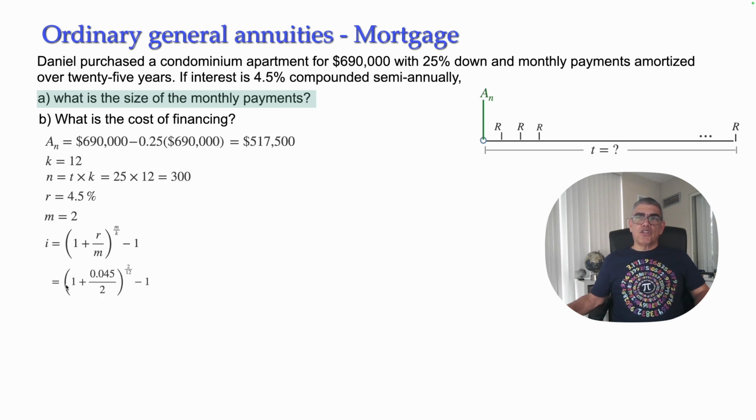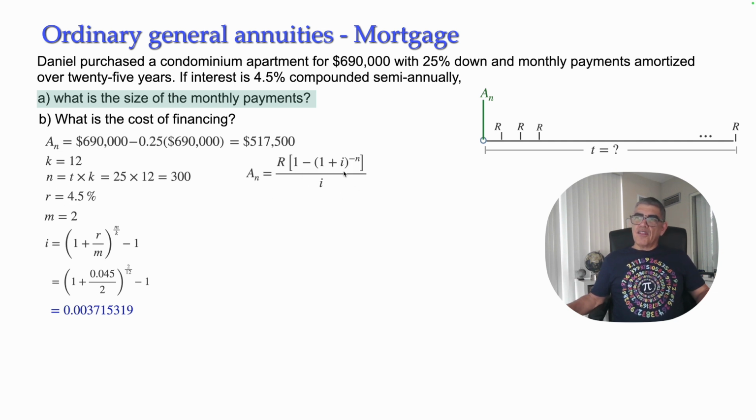So we make a substitution of everything in the formula and use a calculator to compute this. This is actually 1 over 6, but in the calculator you can write 2 over 12. It's the same. So you can get 0.003715319.